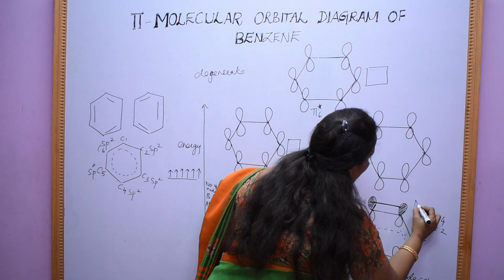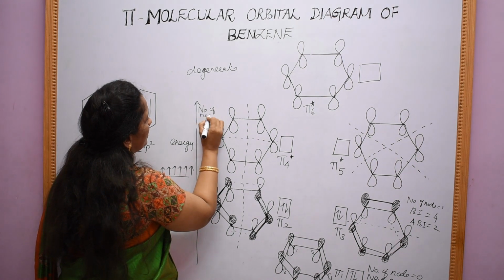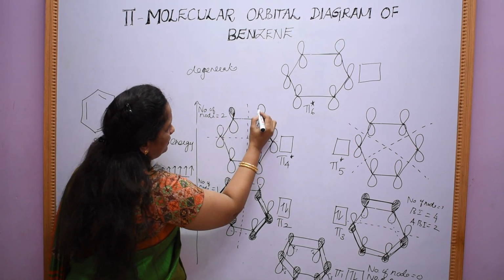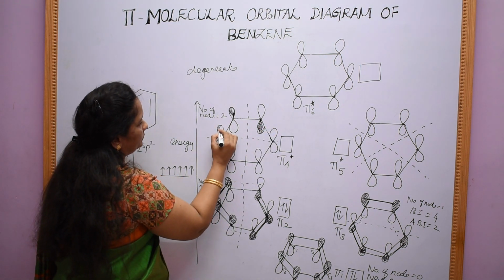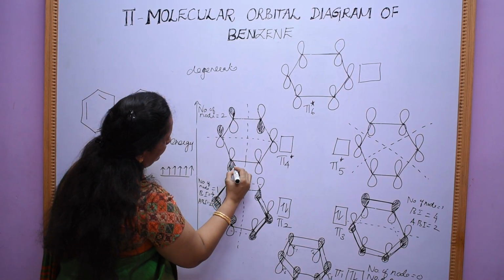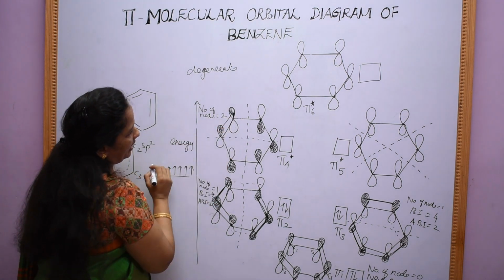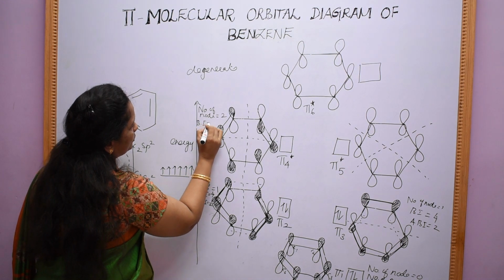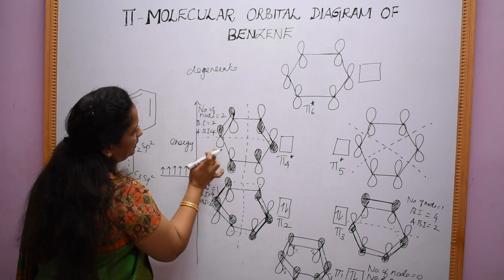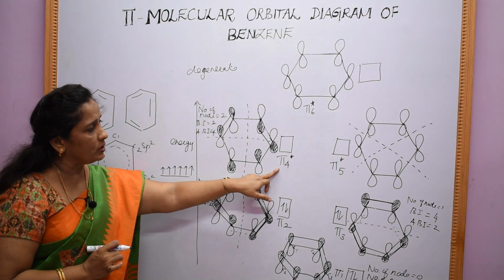Now here in this case, we are considering the number of nodes is equal to 2. Since there is a node here, the positive lobe is here, so we cannot shade it here. There is no node here, so we are drawing it here. So bonding interaction is equal to 2. Anti-bonding interaction is equal to 4, because this is one bonding interaction, one anti-bonding interaction, one anti-bonding interaction and one anti-bonding interaction. Therefore there are 4 anti-bonding interactions in this pi star 4 molecular orbital.